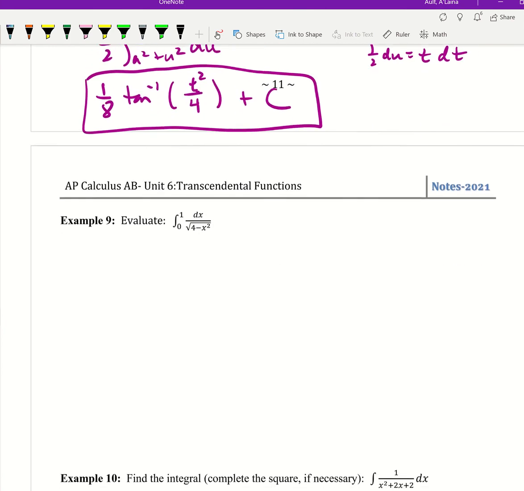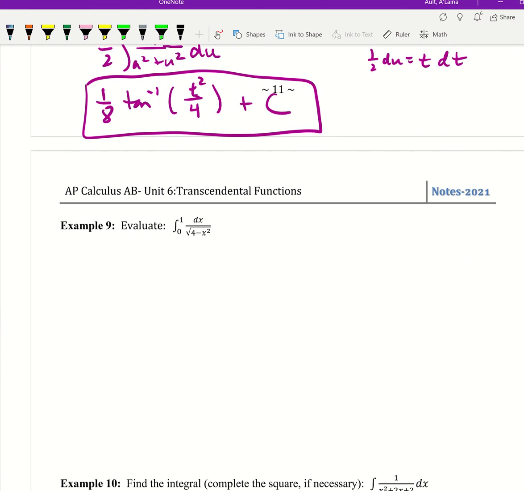All right, example 9. This one looks like the integral resulting in inverse sine. You might notice that it's a definite integral. We can still do this. A would be equal to the square root of the constant, that's before the minus. U is equal to the square root of the function after the minus. Du is equal to dx.